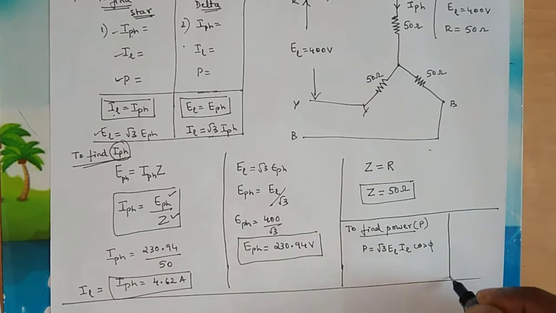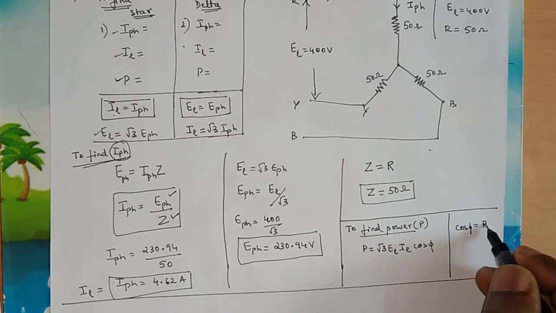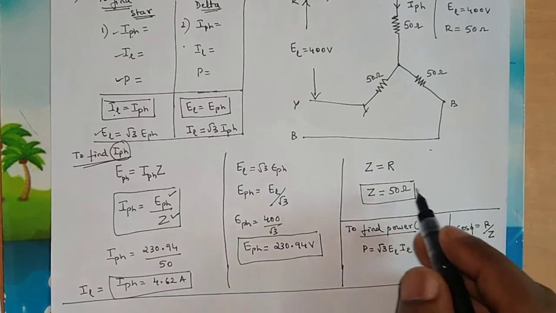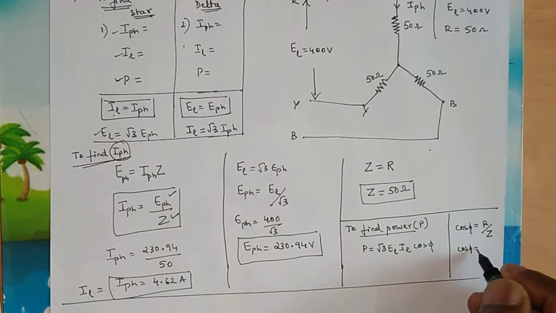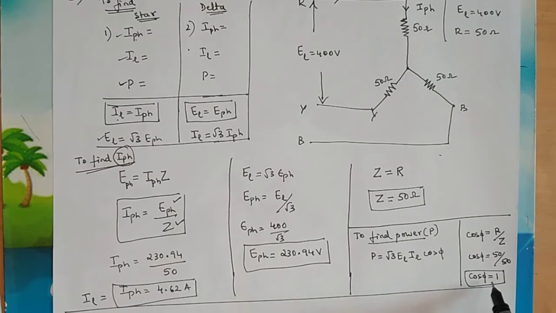Now I need to find out cos phi if I want to find out power. To find cos phi, we know the formula: cos phi is equal to R divided by Z. The resistance value is given as 50 ohm. Impedance is also 50. You know Z is equal to R. So cos phi will be 50 divided by 50. So you'll get cos phi as 1. Substitute this value here.